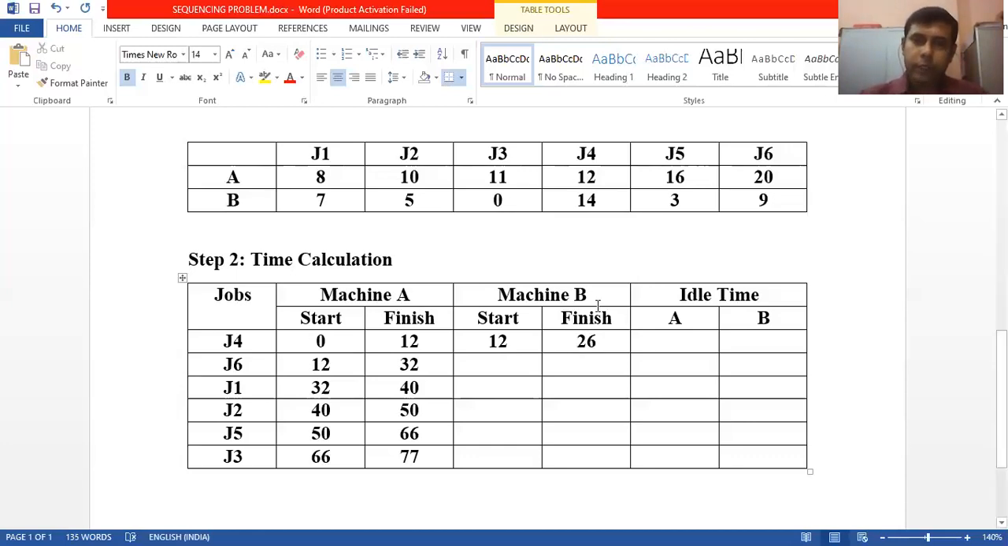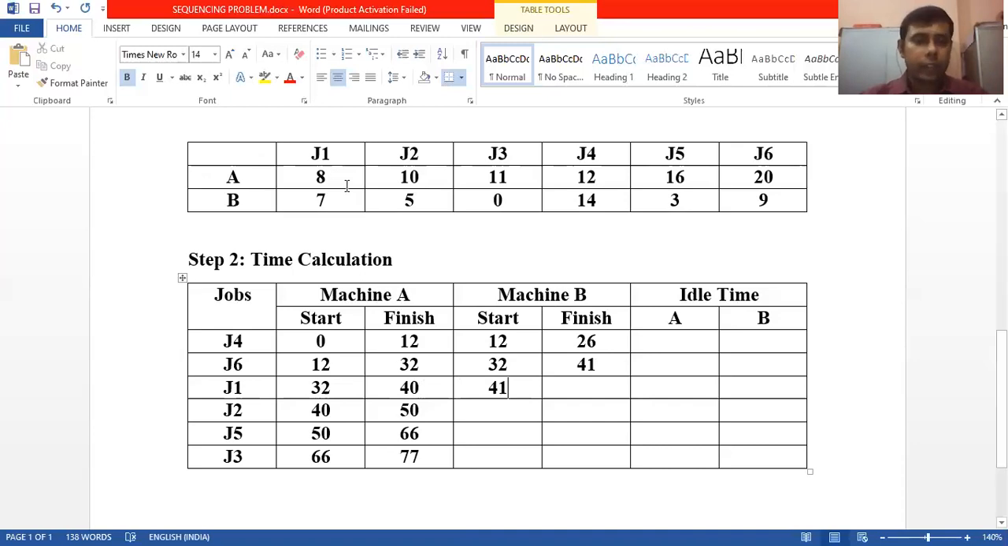Now machine B is finishing job 4 at 26 hours, but job 6 is made available only at 32 hours. So that means machine B has to wait and it will start at 32 hours. So at 32, job 6 takes 9 hours. That means 41 hours. Now see, job 1 is ready to be processed by 40 hours, but machine B is not ready. Machine B is only ready at 41 hours. So machine B will accept job 1 only at 41 hours.